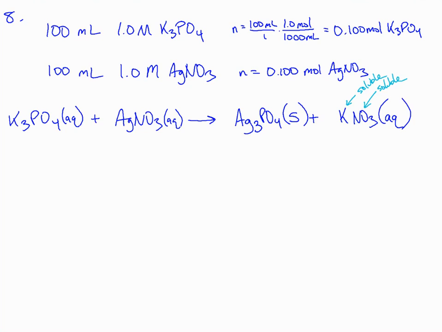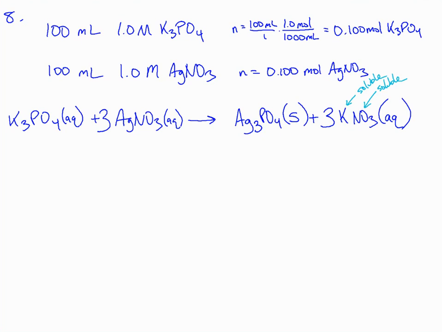Now we have to make sure that this equation is balanced, and as it is written, it's not balanced. So quick balancing, I see I have 3 potassiums in the reactants and 1 in the products. Put in a 3. So now I have 3 nitrates in the products and I have 1 in the reactants. Put a 3. That makes 3 silvers. I have 3 silvers here. And at this point we're balanced and ready to move on.